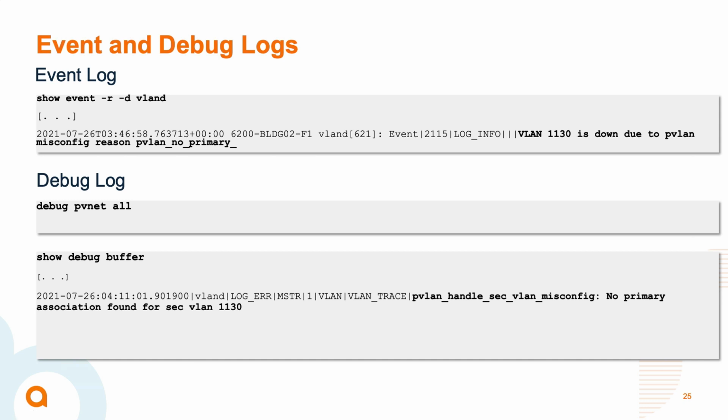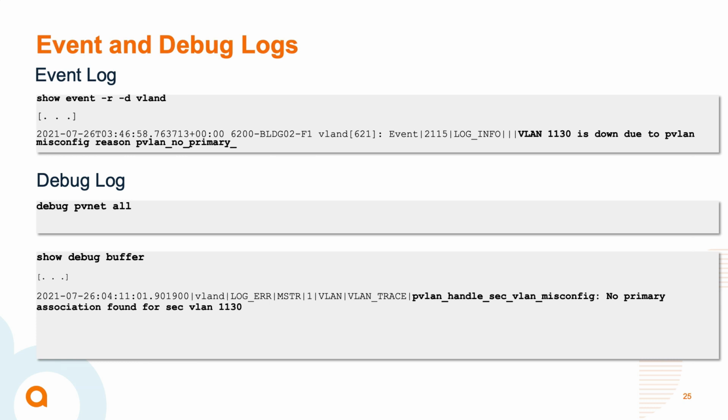If you want to explore the event logs, that is the show events command. Use -R to start in reverse mode and have the latest message at the top. And then -D is for the daemon that you want to look at. And finally, the daemon that you want to look at is VLAN D.